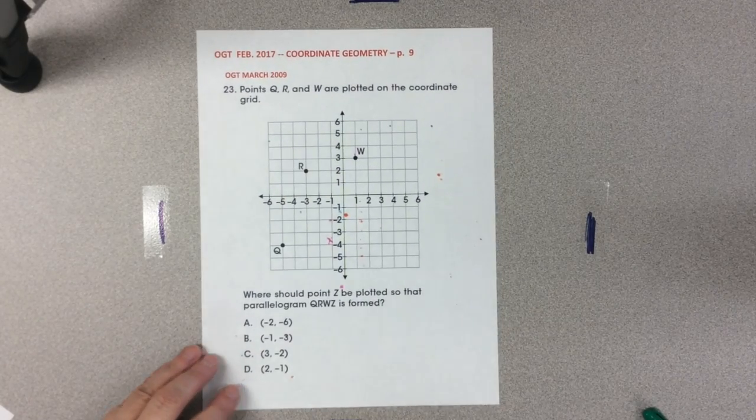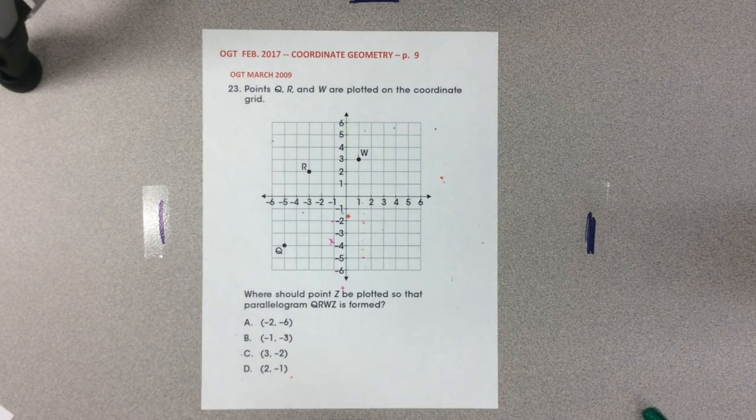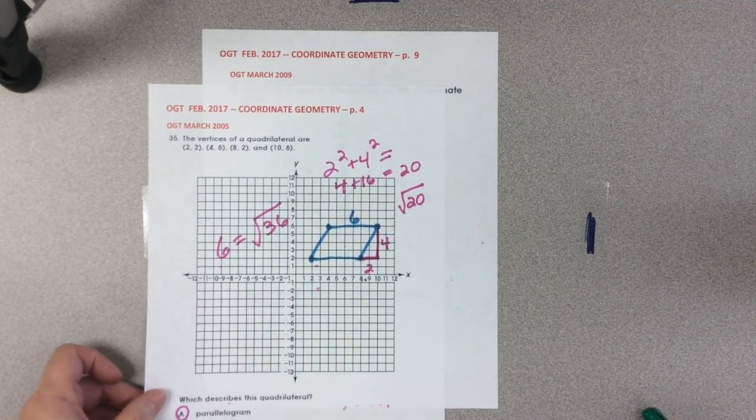And we have one more question here for coordinate geometry. It says points Q, R, and W are plotted on the coordinate grid, and it wants to know where point Z should be plotted so that the parallelogram QRWZ is formed. If you recall, we did see a parallelogram already today. We said we thought that was a parallelogram.